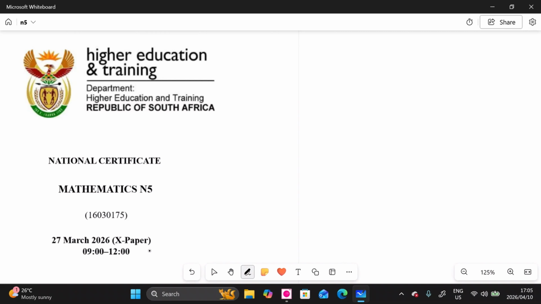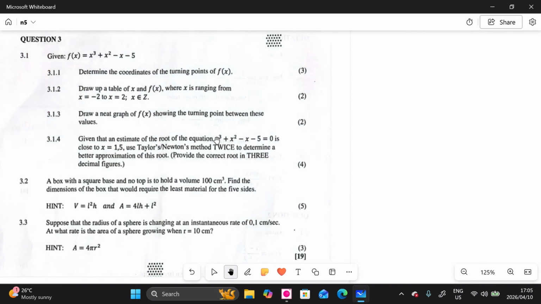All right, let's look at question 3 and then let's solve it. Here is our question 3. As you can see, question 3 consists of 3.1, 3.2, and 3.3, with 3.1 having 4 sub questions. So we're going to start with 3.1 and then do the other questions later on. Let me just create space and let's do 3.1.1.